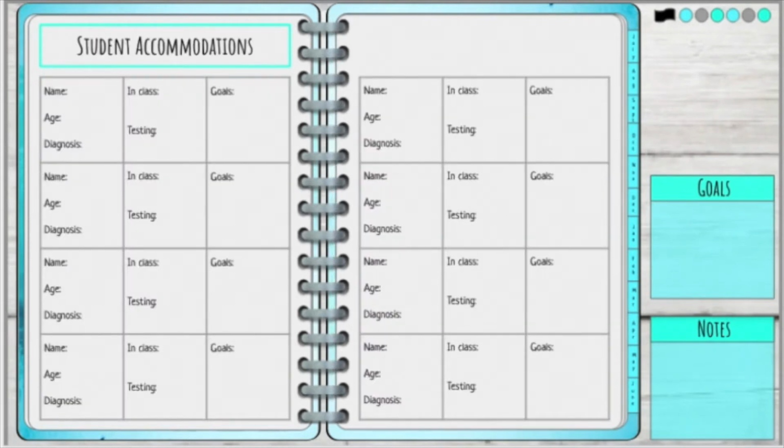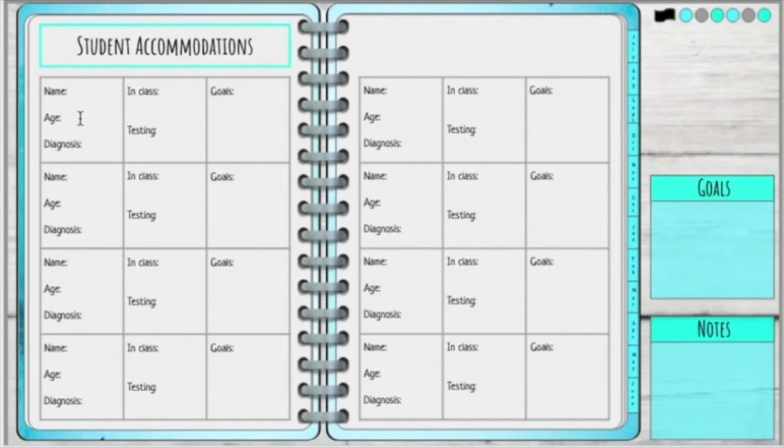Student accommodations. This was a page that I wanted to put in the planners because in this age we have so many students who have different learning needs, and this is a place to put all of that. So you have a place to put the student's name, age, diagnosis, what accommodations they have in class or for testing, and the goals. And it is available for many students, whatever ability level they have.